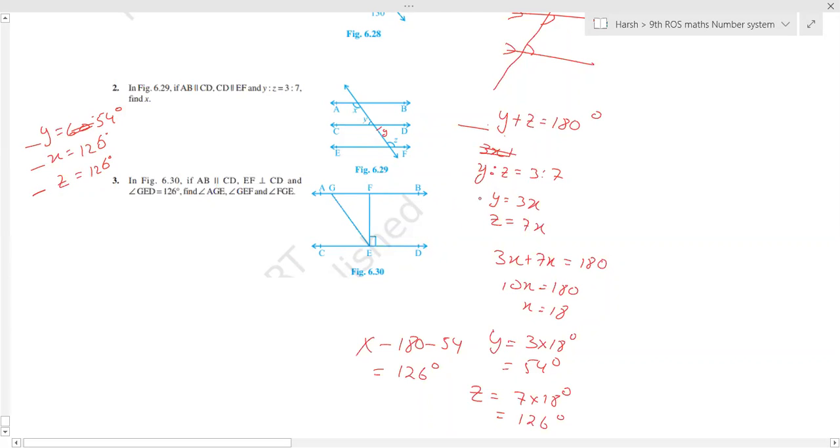So these are from 6.2, right? These are from 6.2. Only 6 questions are there. Remaining you do as homework. Okay. Yes, sir. Let's end the session now. And 6.2 as homework you do. Thank you, sir.